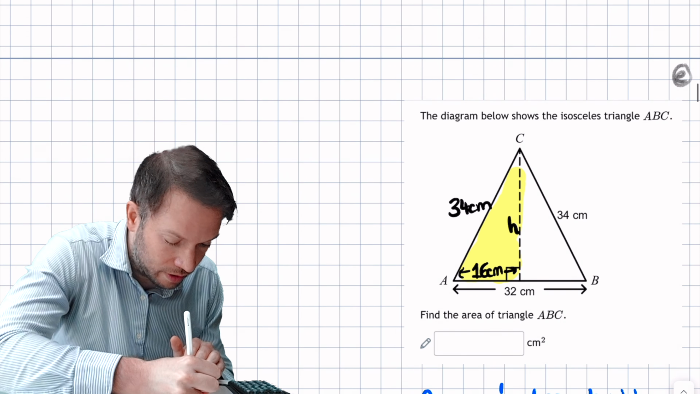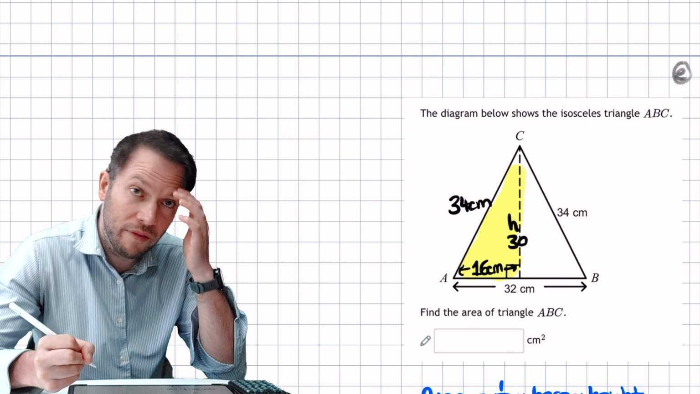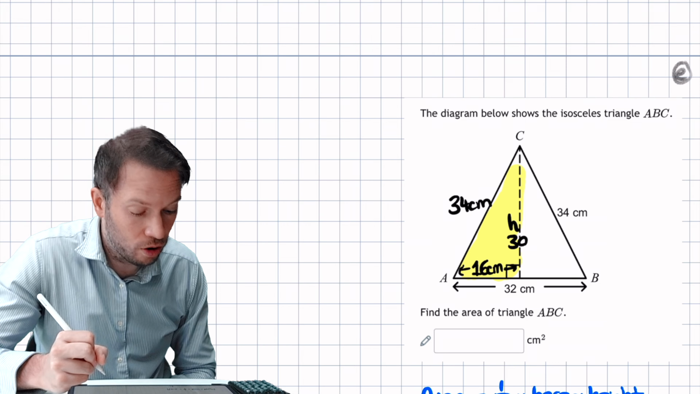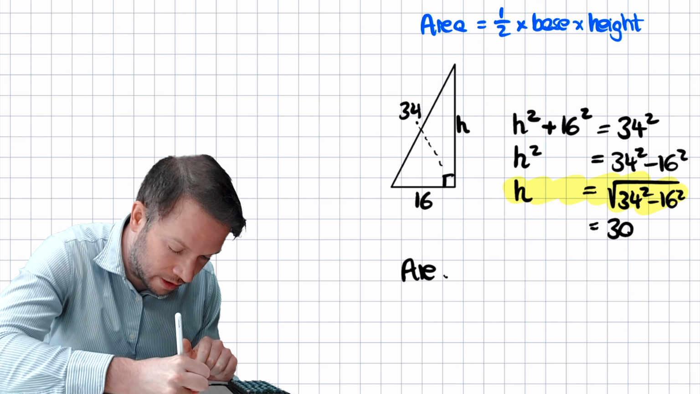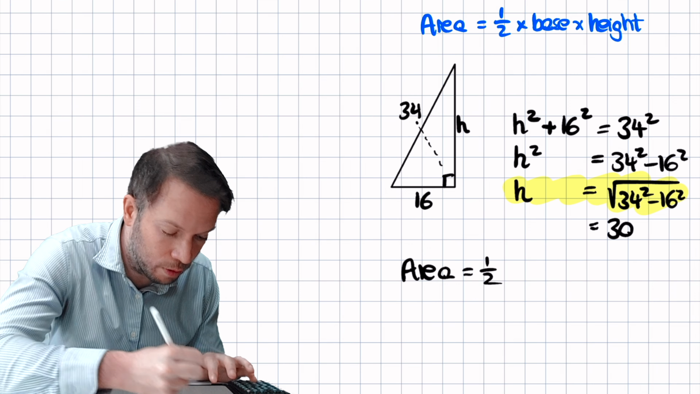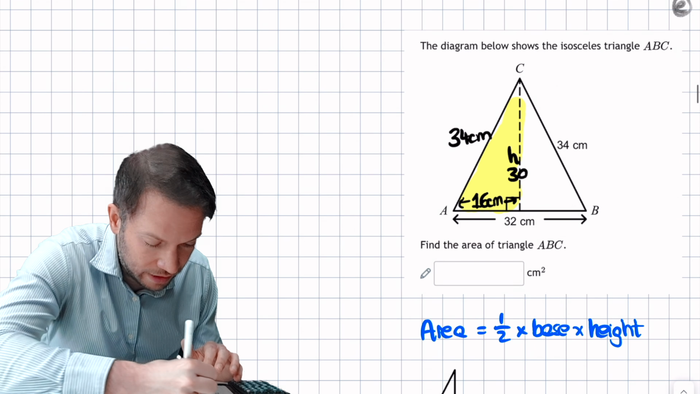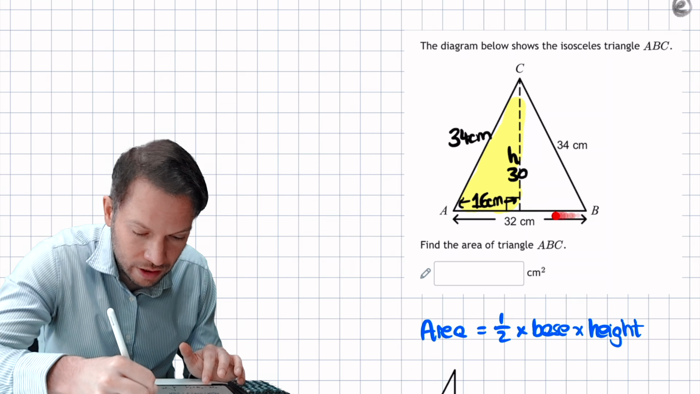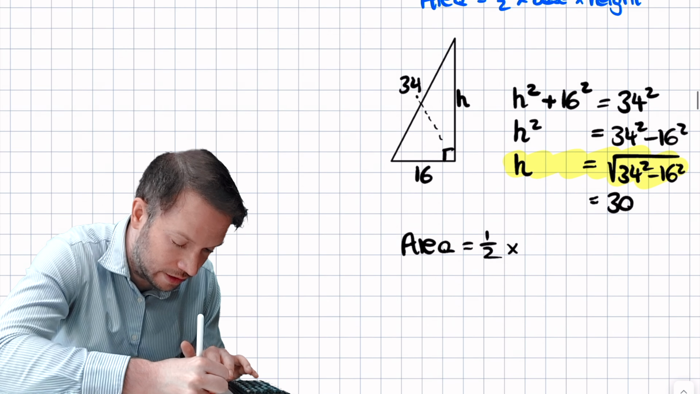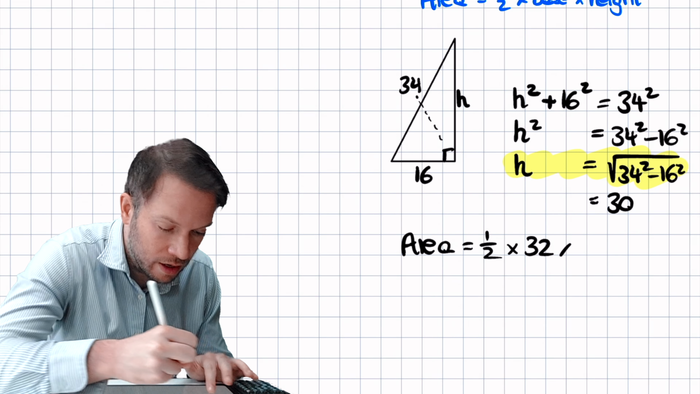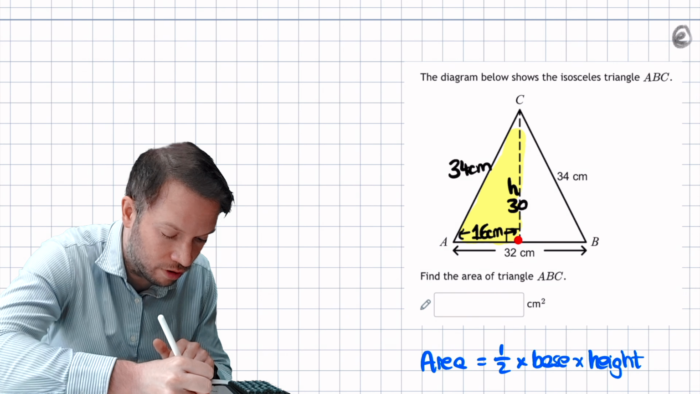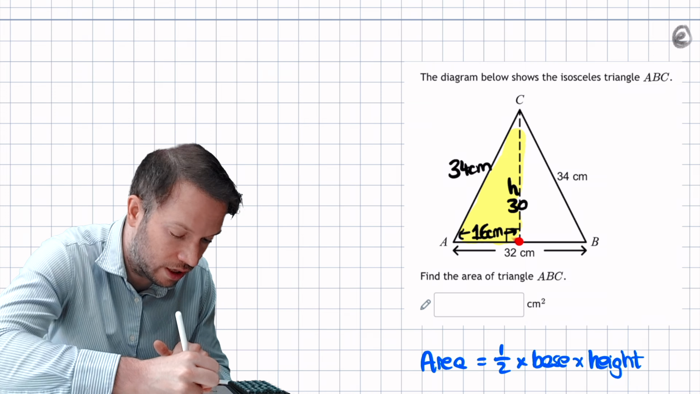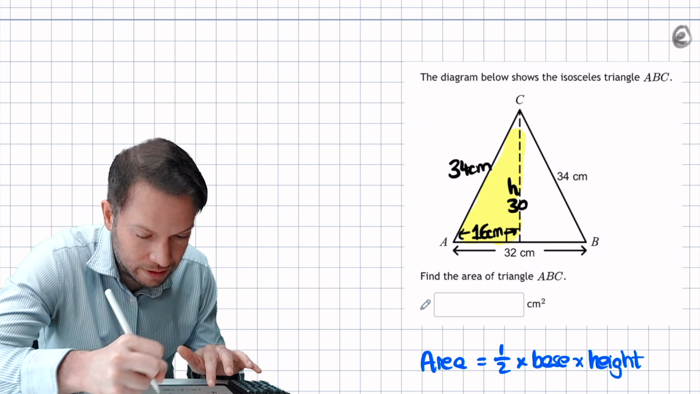So we can now put this as 30. And now we've got everything we need to find the area of this triangle, because the area is going to be half multiplied by the base. The base here is that 32. So half times 32 times the perpendicular height. So the height that's perpendicular, at right angles to this base. So the height we said was 30.